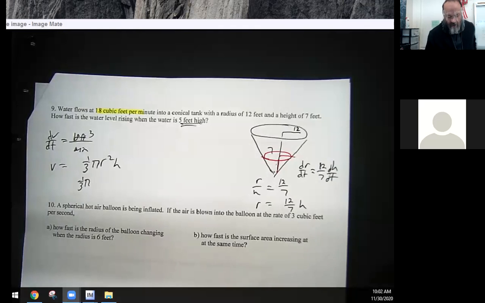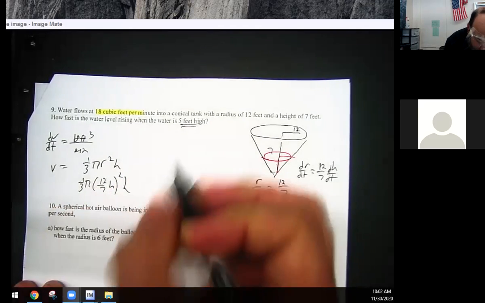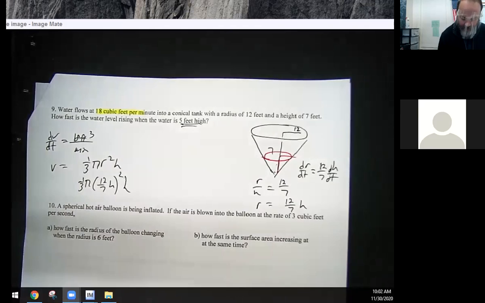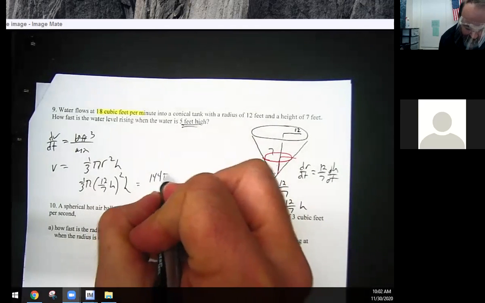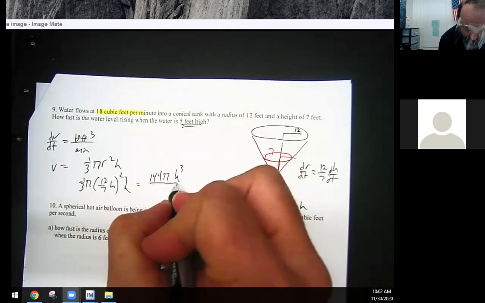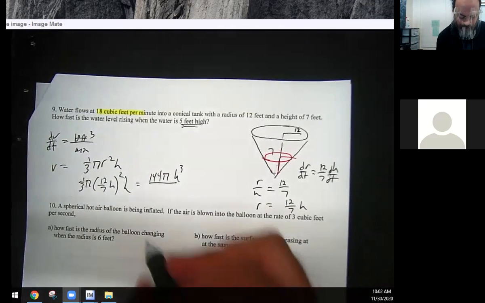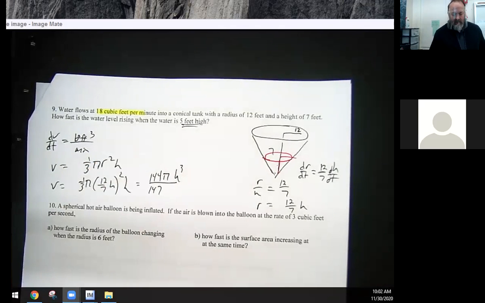Okay, so 12 over 7h, quantity squared, times h, and that's a lot of stuff, isn't it? So I've got 144 pi h cubed over, what's 49 times 3? Is that 147? I think so. So that's the volume related directly to h.